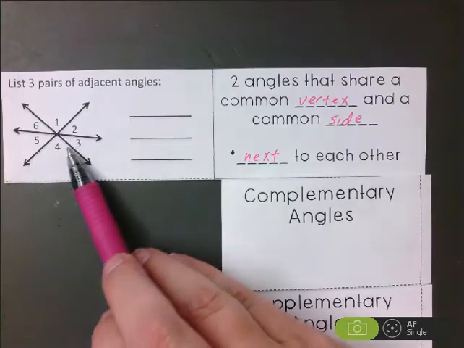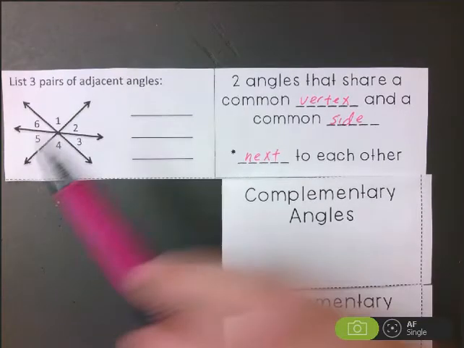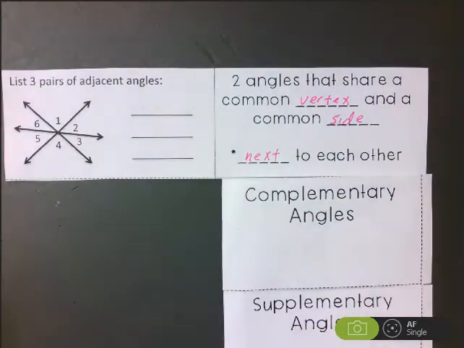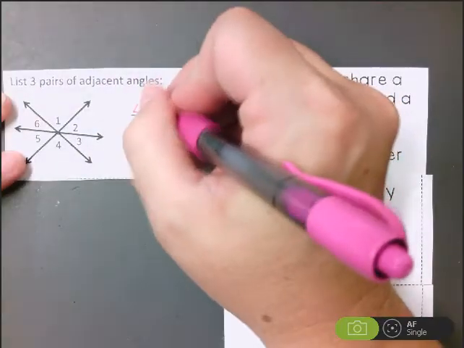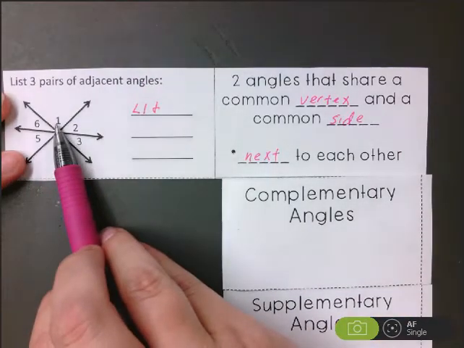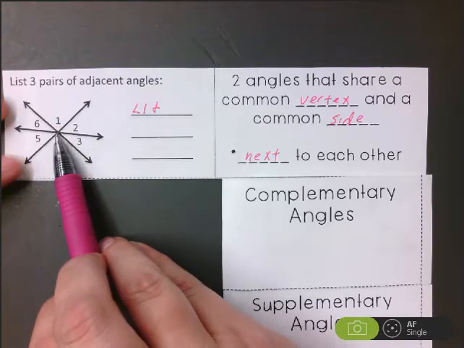So we're going to look over here at this picture, and we're going to list 3 pairs of adjacent angles. Okay? So just 3 pairs. There's lots of them, but we're just going to pick out 3 of them. So I'm going to start here with angle 1. Remember our angle symbol from the other day? And what one would go with angle 1? Which ones are right next to it? They share a common side and a common vertex. They all have the same vertex, so we want one that shares a common side.